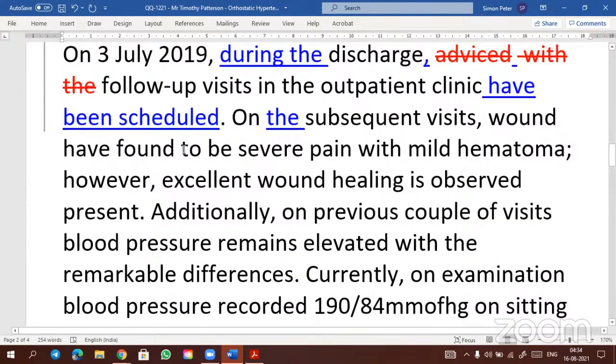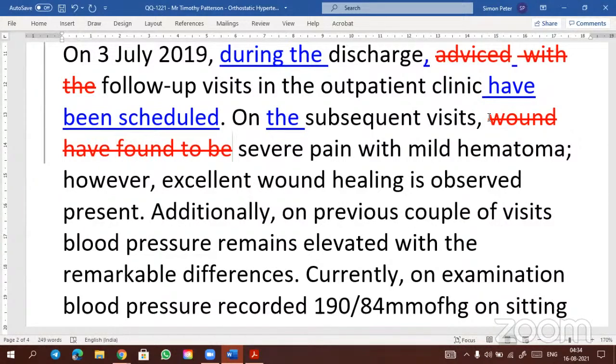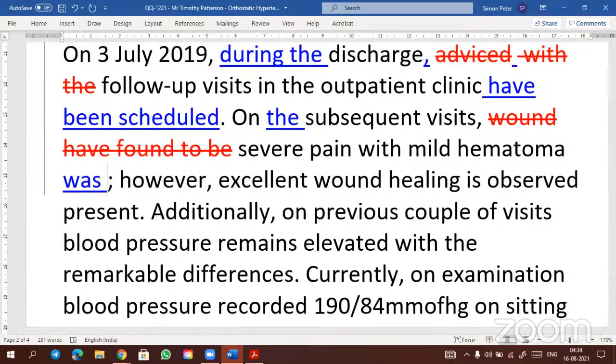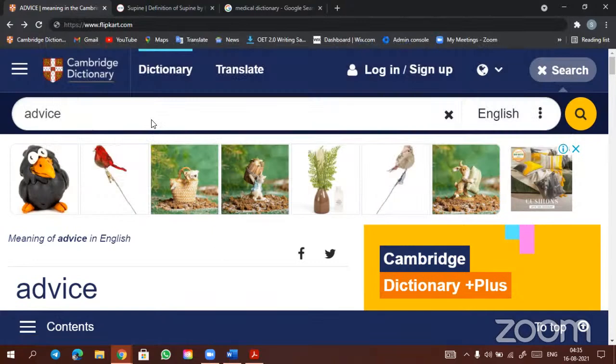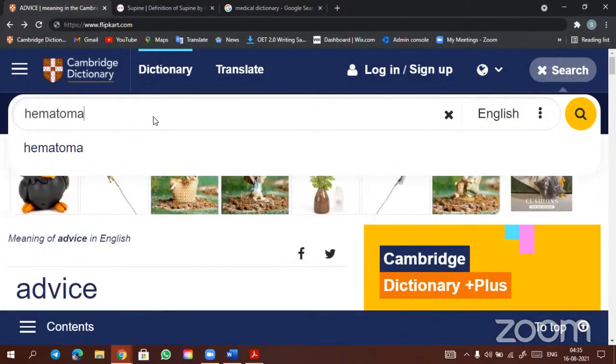The wound have found to be severe pain with. Why has this have come? Is this necessary? Severe pain with mild hematoma was reported on the subsequent visit. Severe pain with mild hematoma was reported. That is what is given in the case notes: severe pain with mild hematoma. So hematoma.